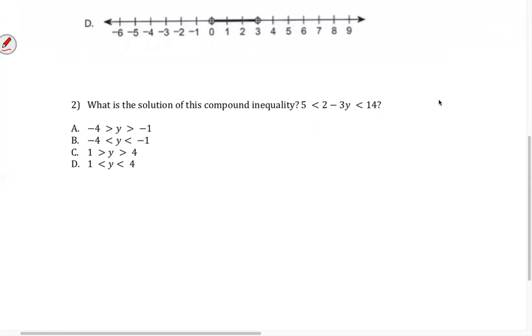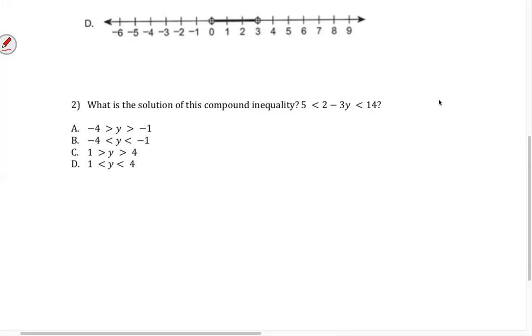All right. Number 2 says, what is the solution set or the solution compound inequality where 5 is less than 2 minus 3y, which is less than 14? Ready for this, AJ? The first thing I need to do is look at my symbols. They both don't have lines under them, right? Do any of these have lines under them? No. So I can't eliminate any, but it's worth a shot, right? Now, up here, let's look at these answers.